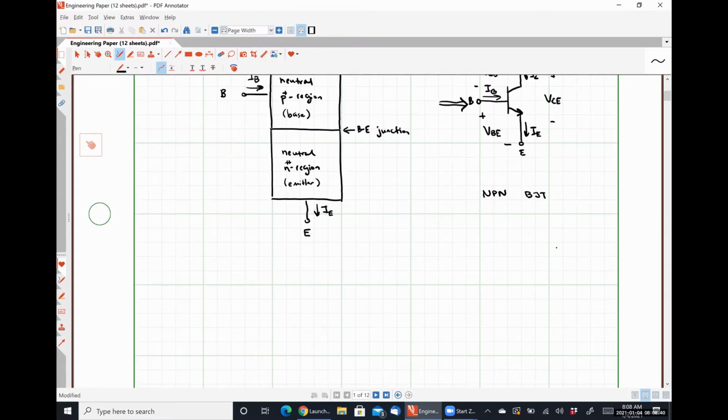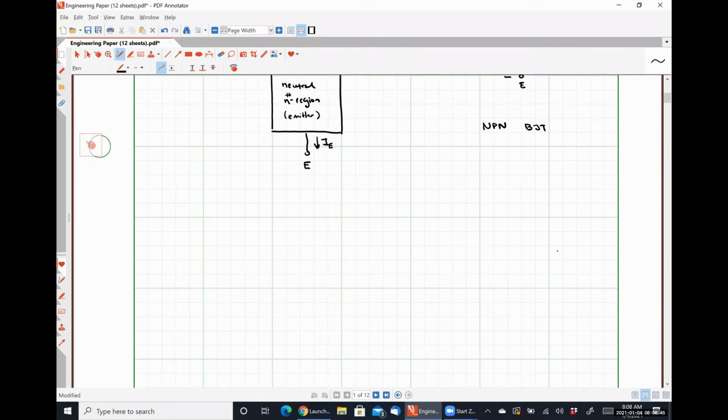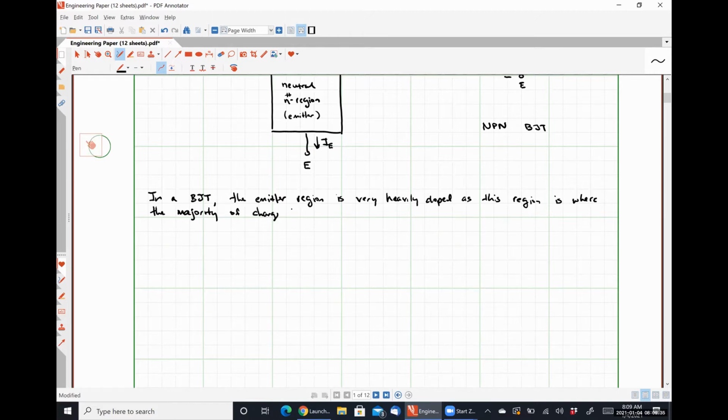All right. So in a BJT, and this is true for both NPN and PNP, to be clear here, the emitter region is very heavily doped, as this region is where the majority, so not all, but the majority of charge carriers come from for current conduction.